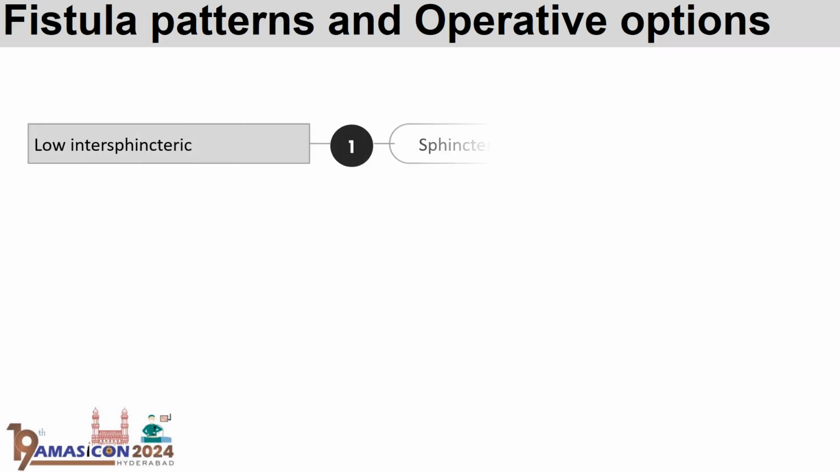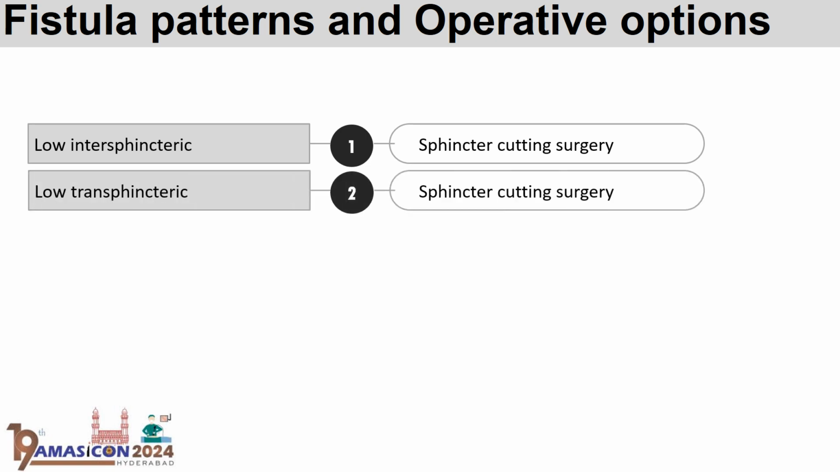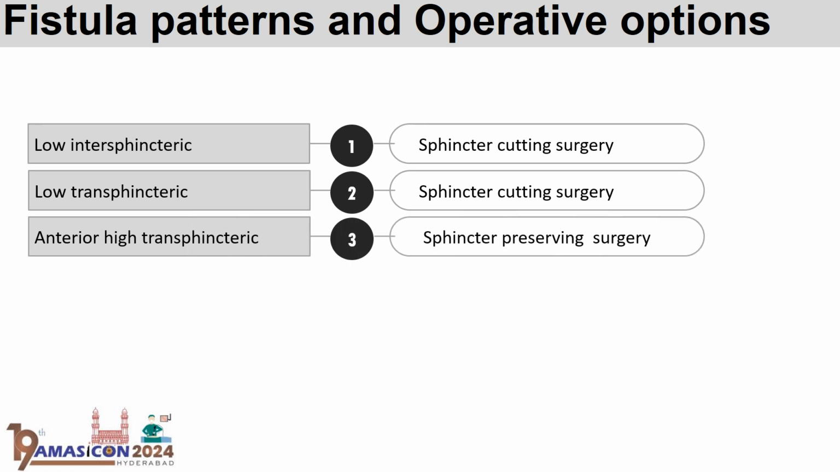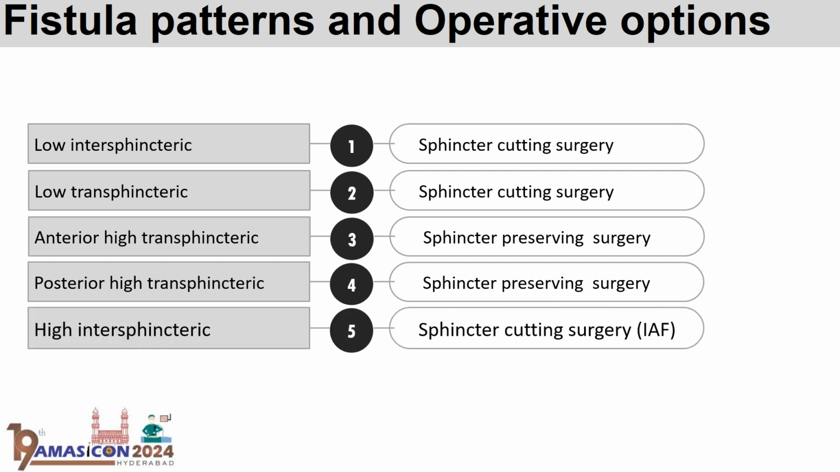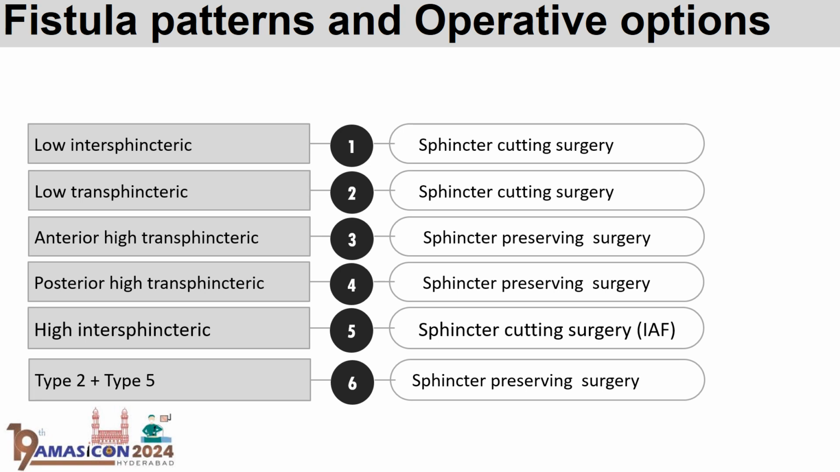Fistula pattern and operative option: low intersphincteric type 1, sphincter cutting; low transsphincteric type 2, sphincter cutting; anterior high transsphincteric, sphincter preserving; posterior high transsphincteric, sphincter preserving; high intersphincteric, sphincter cutting, that is intraanal fistulotomy; combined pattern type 6, sphincter preserving.